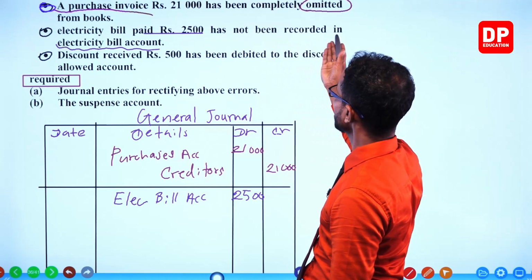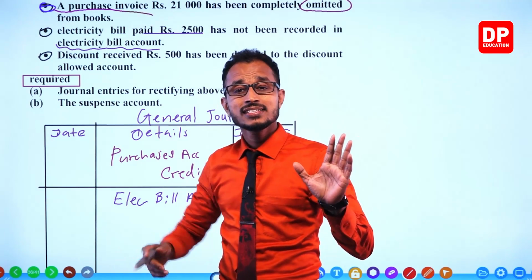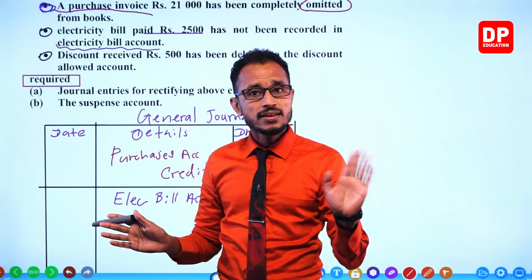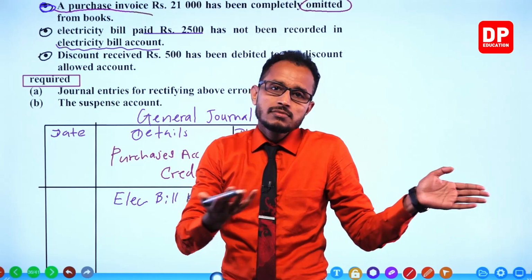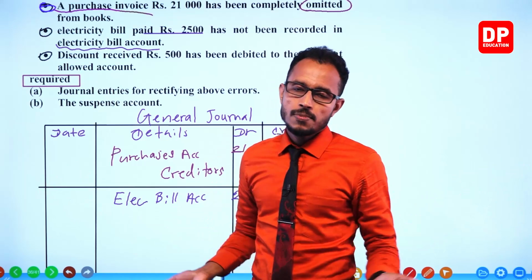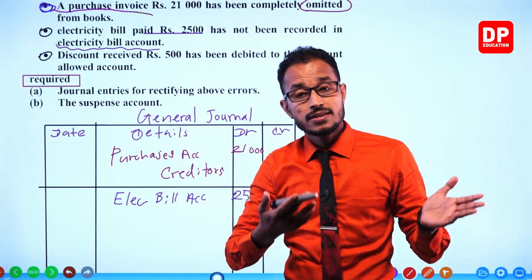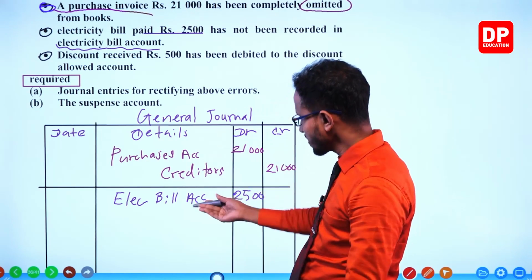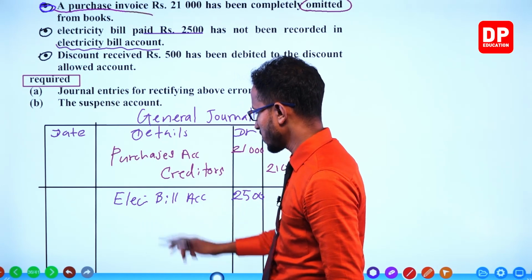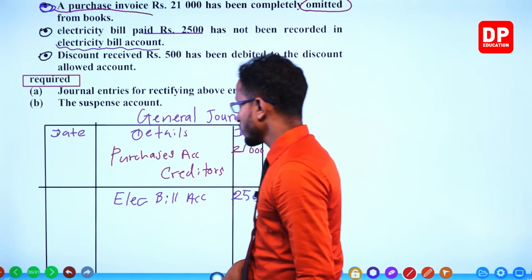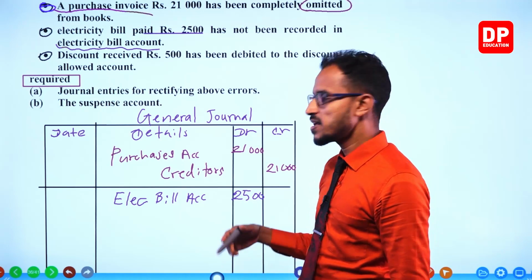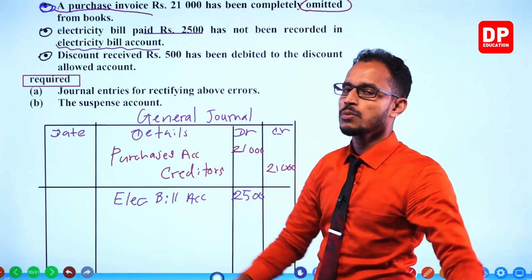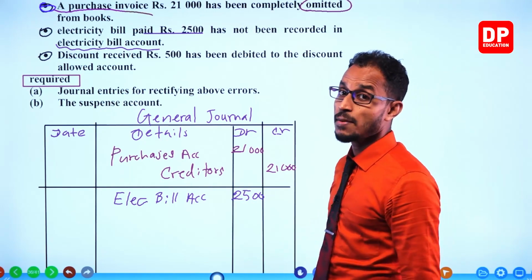They say electricity bill paid 2,500 has not been recorded in electricity bill account only. It is recorded in the cash account, credited to cash. Debit entry is the one that is not recorded. Electricity bill, debit. That debit entry only is not recorded. Now we recorded that. But where to credit this 2,500? Because if an amount is debited, it must be credited somewhere. That is the double entry rule.